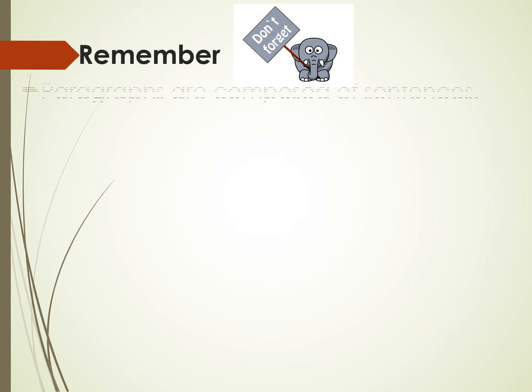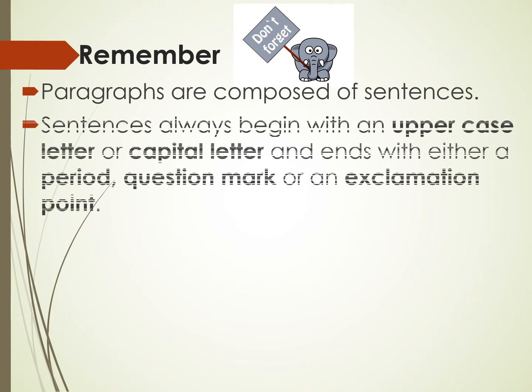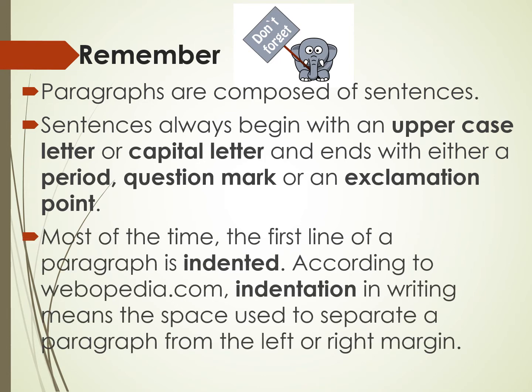In writing paragraphs, we must remember the following. Paragraphs are composed of sentences. The sentences always begin with an uppercase letter or capital letter and end with either a period, a question mark, or an exclamation point. Most of the time, the first line of a paragraph is indented. According to Wikipedia.com, indentation in writing means the space used to separate a paragraph from the left or right margin.